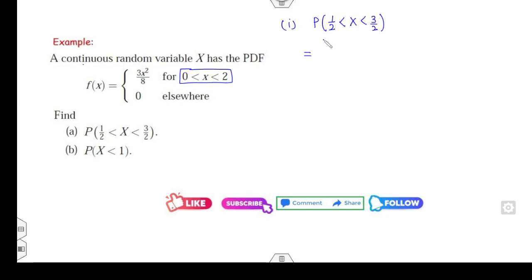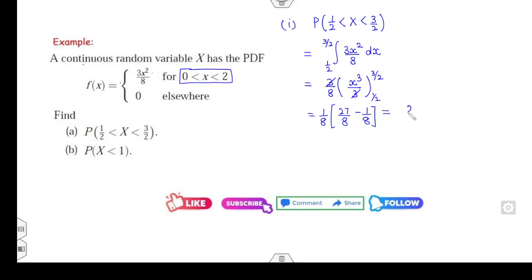Fine. So as per the definition, you can integrate from half to 3 by 2 of f(x). f(x) is 3x square divided by 8. Now you can integrate them. 3 over 8 is outside. Integration of x square is x cube over 3 from half to 3 by 2. 3 and 3 will be cancelled. It is 1 over 8. So it is 27 over 8 minus 1 over 8. So that number will be 26 over 64. That means 13 over 32 is the right answer of the problem.